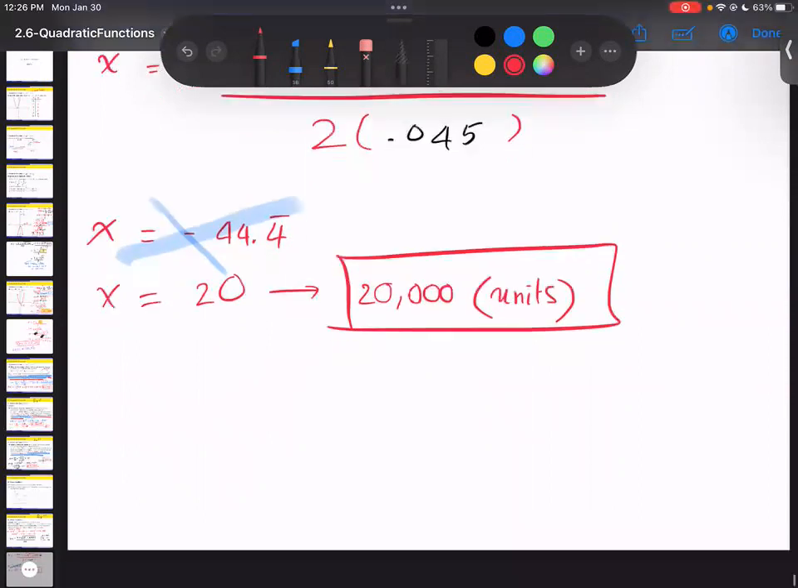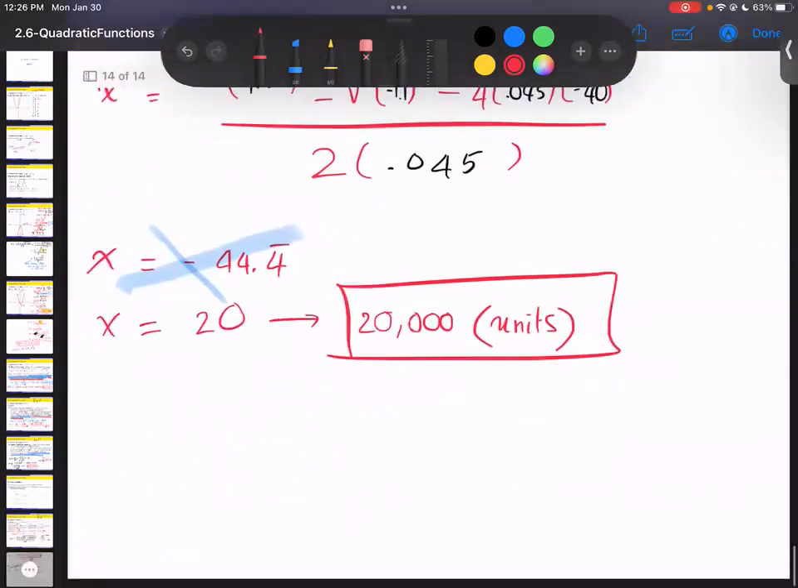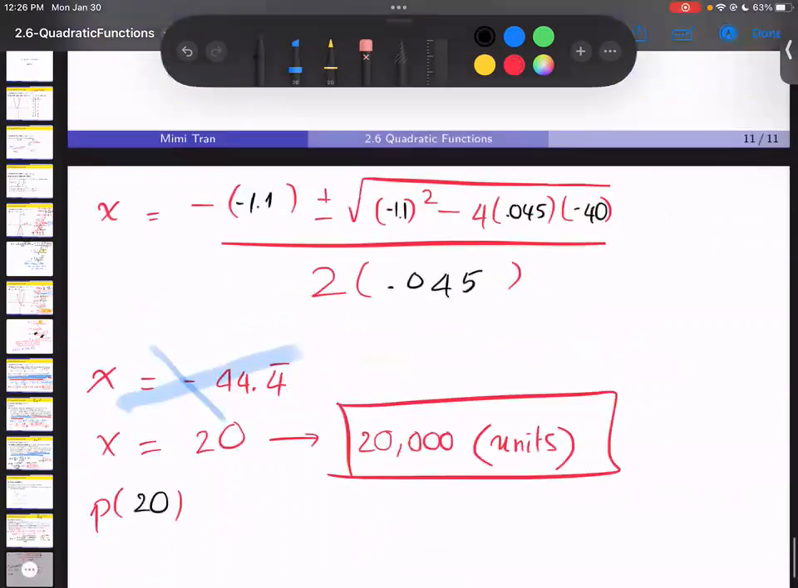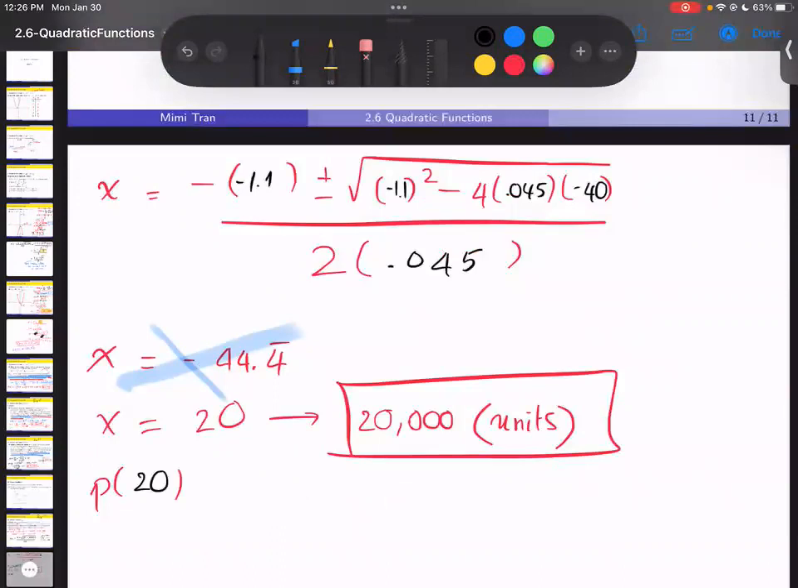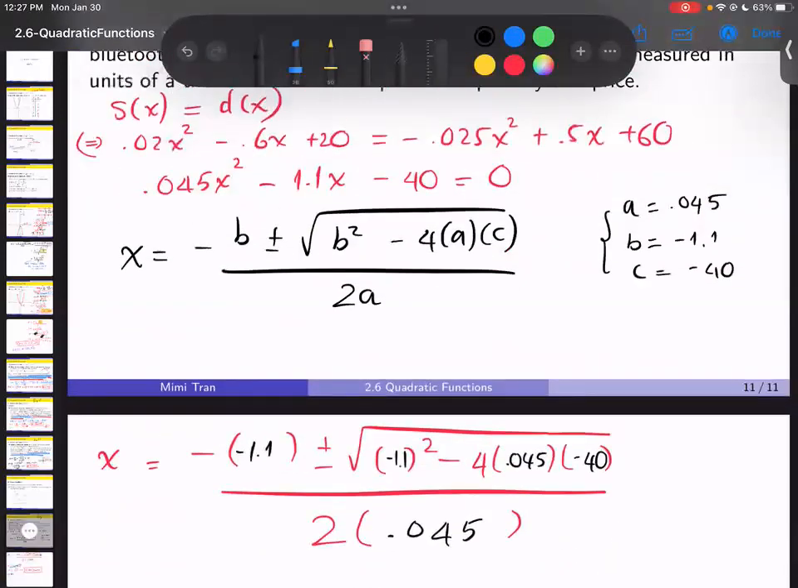What about the price? Find the equilibrium quantity and price. So let's find the price. P of 20 first. Oh, I just evaluate that. So for the negative case, you get negative 44.4. For the positive, you have 20.